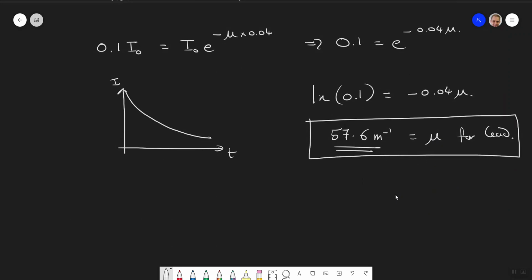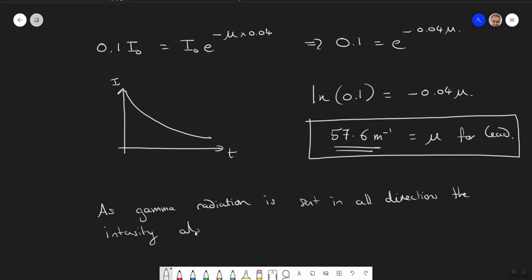gamma rays will also follow an inverse square law. So as gamma radiation is sent in all directions, the intensity also follows an inverse square law.